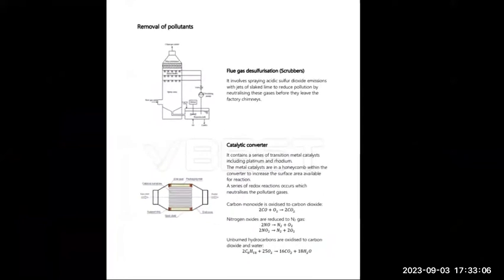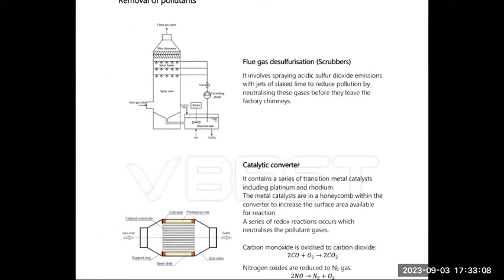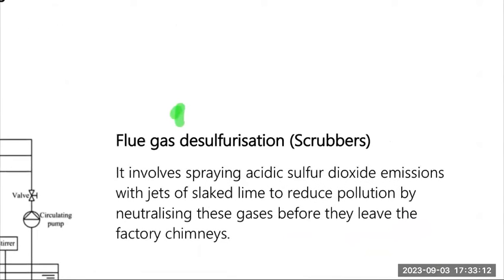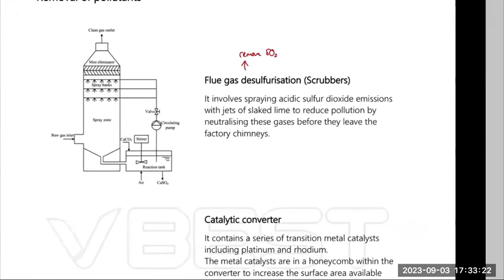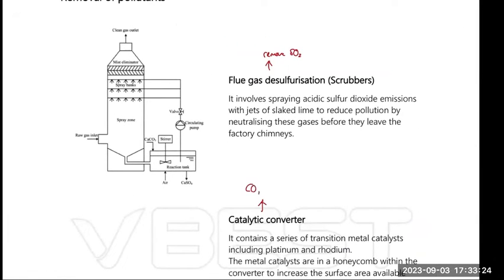We have two methods, and each method removes different things. Can you copy down what they remove? Flue gas desulfurization is to remove sulfur dioxide only. But the catalytic converter removes a lot: carbon monoxide, oxide of nitrogen, and unburned hydrocarbon.